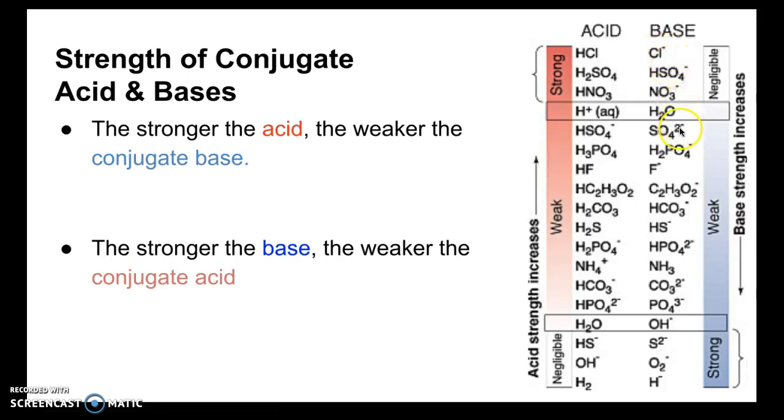On the flip side, the stronger the base, the weaker the conjugate acid. Let's take OH minus, like sodium hydroxide or potassium hydroxide, any of those strong hydroxide bases. The stronger the base, the weaker the conjugate acid. Here we have OH minus in the fairly strong zone, and when you look over on the other side, its conjugate acid is water. We don't even think of water as an acid, although it can act as an acid, it can donate a proton. And we notice that water is a weak acid because it's low on this side of the chart. So the idea is the stronger the acid, the weaker the conjugate base, and the stronger the base, the weaker the conjugate acid.